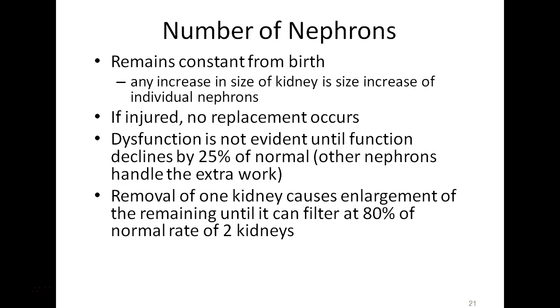Generally speaking, these nephrons do not become dysfunctional until about 25% of their normal functioning declines. And that means that other nephrons can handle the extra work by picking up the slack, so to speak. Interestingly, if we get one kidney removed, it causes the enlargement of the remaining kidney to compensate for that loss.